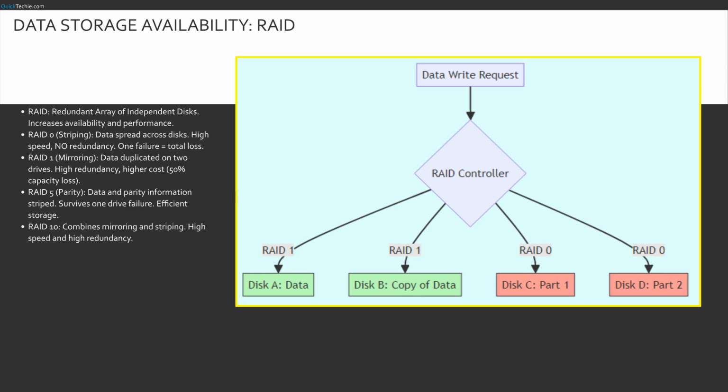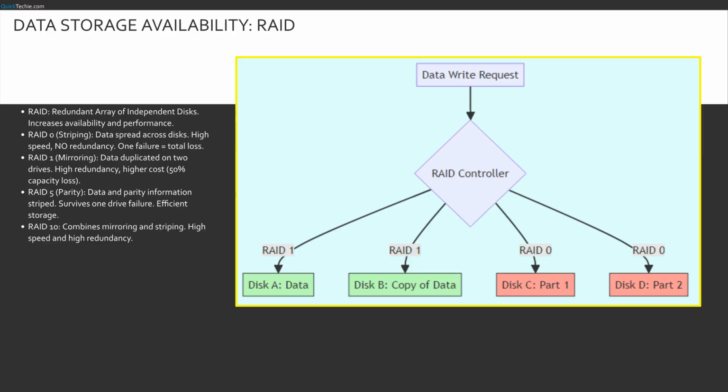RAID 1 is mirroring, writing the same data to 2 disks. It's safe but expensive, because you lose half your storage capacity. RAID 5 uses parity to survive a single drive failure with better storage efficiency. RAID 10 gives us the best of both worlds, speed and redundancy, but at a higher cost. Auditors check RAID configurations to ensure they match the data criticality.